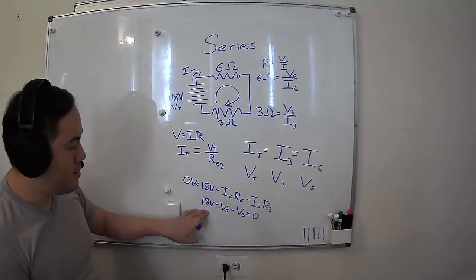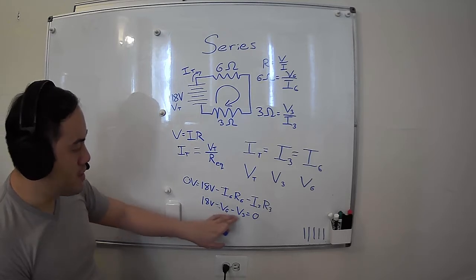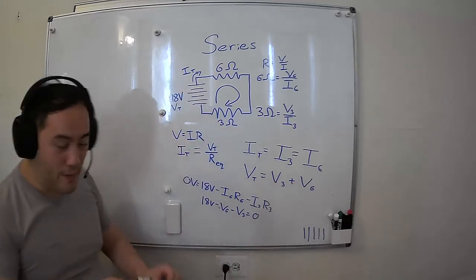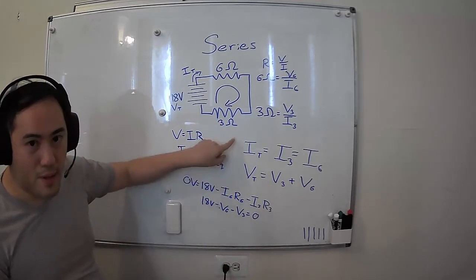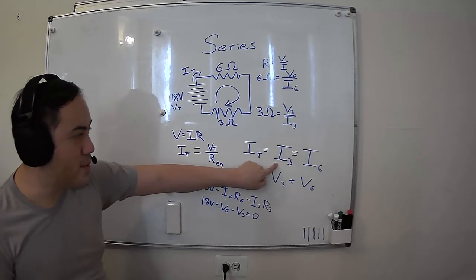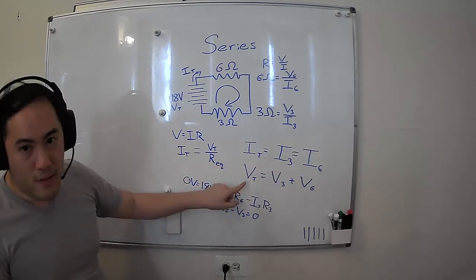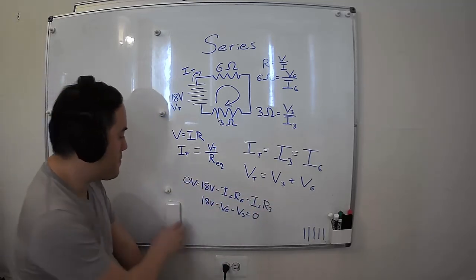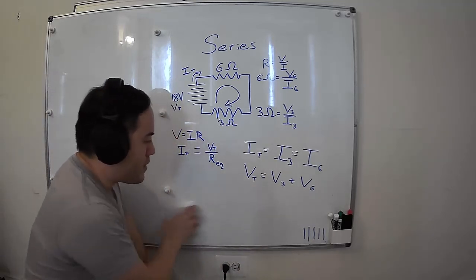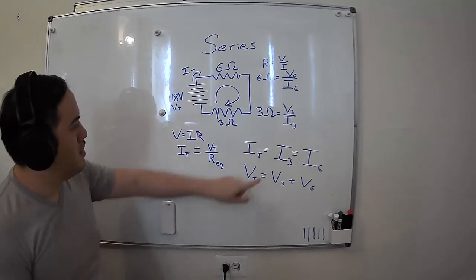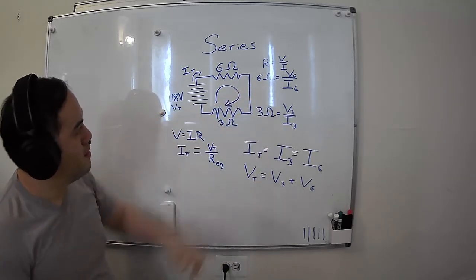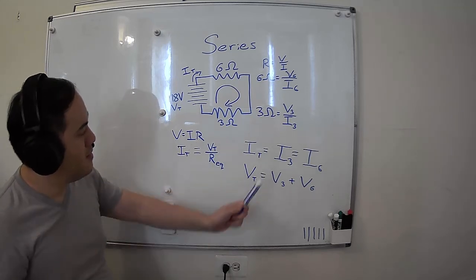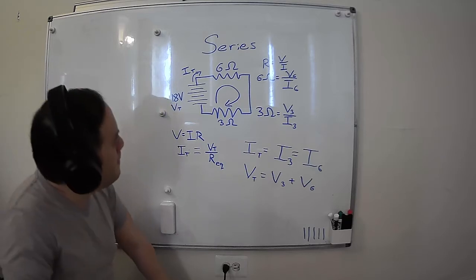If this is true, the total voltage is V3 plus V6. Be careful. They look the same, but they're not. I total is I3 equals I6, but V total is V3 plus V6, not the same thing. Once I do that, I can do some very quick math. I mean, medium speed math.